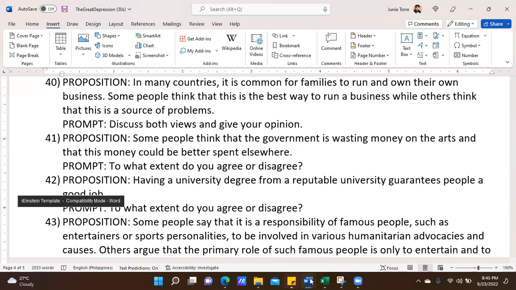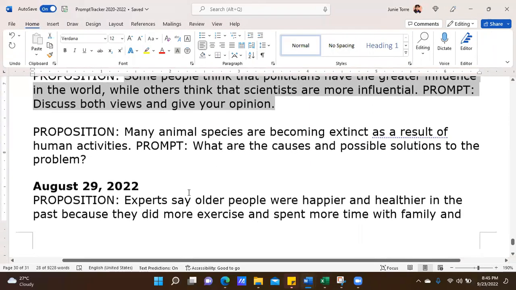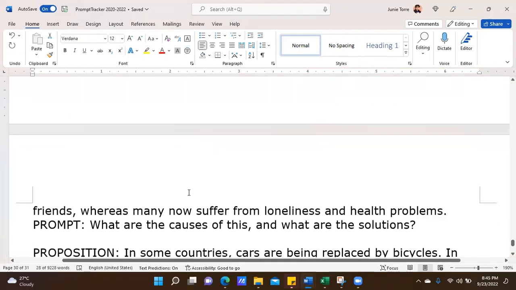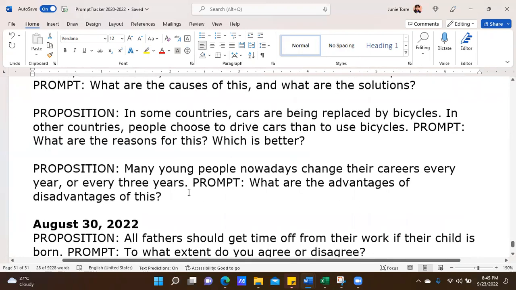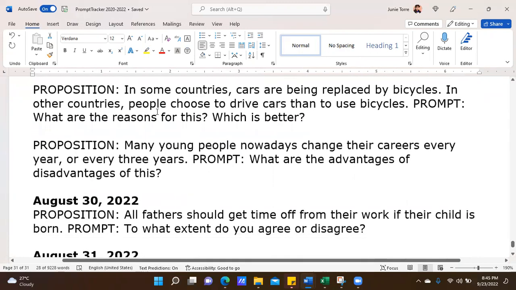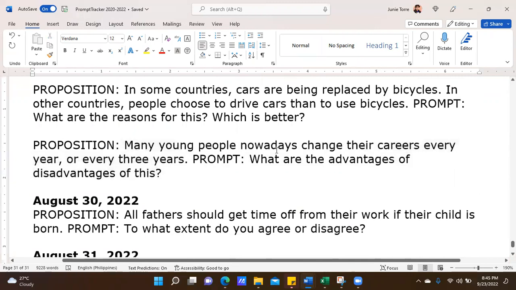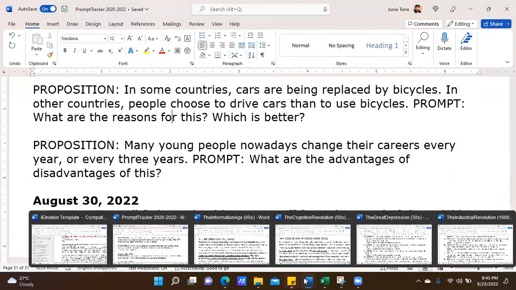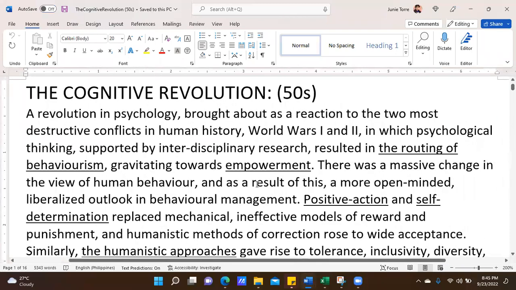We're moving on to the third grade trend. So again, mamaya dadaanan natin yung prompt tracker natin. No? Ayan o. Nasa ba yung mga economic questions doon? Ayan, many young people nowadays change their careers every year or every 3 years. What are the advantages and disadvantages of this? Globalization na kasi. Yun, daming opportunities na ngayon. No? Yun, and then let's jump to the cognitive revolution.